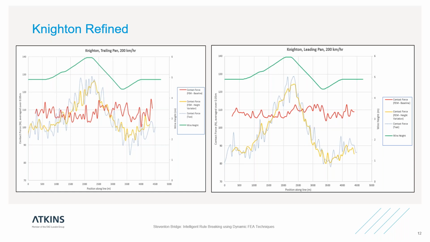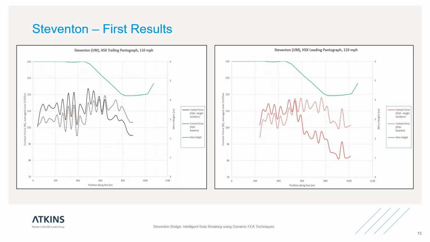But crucially, we now had a lump mass model that we had some confidence in, and we also knew what its weaknesses were and what caveats were around it. So with Knighton now showing that our model correlated well with reality, with some known caveats, we moved back to Steventon.